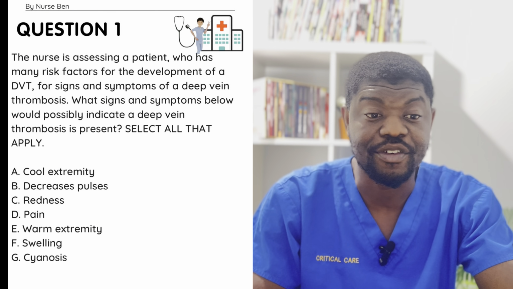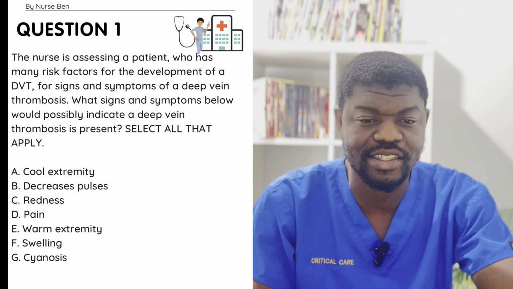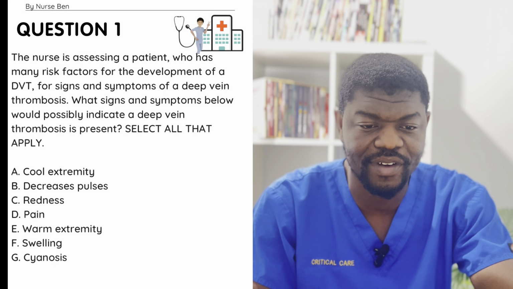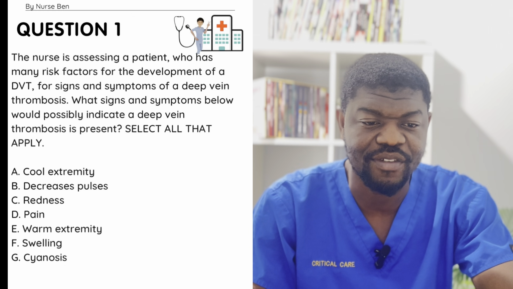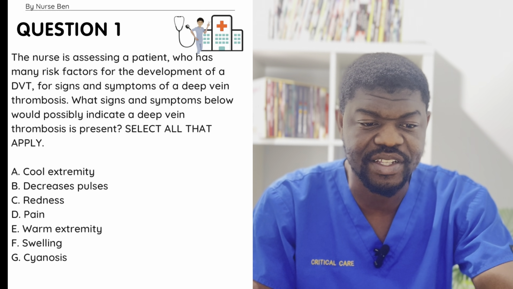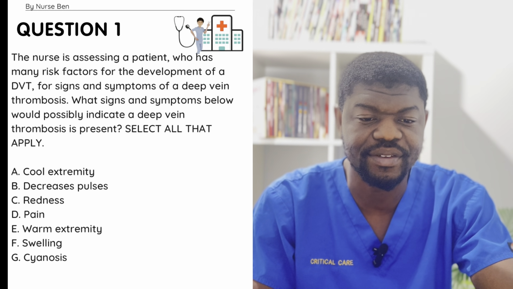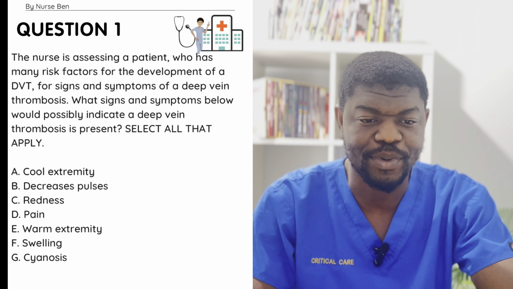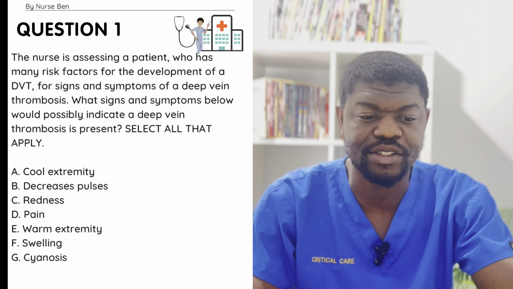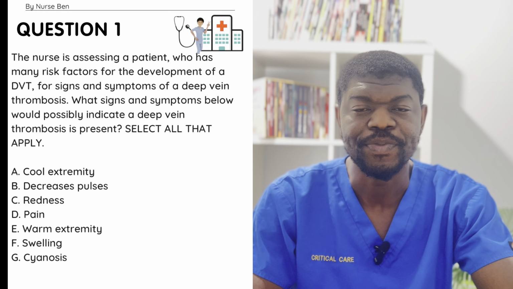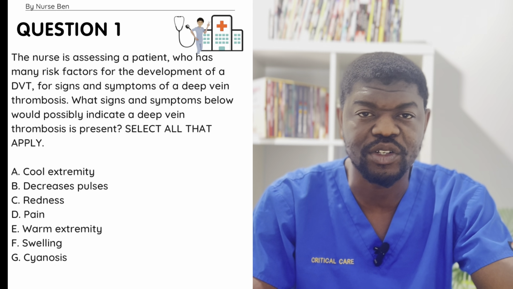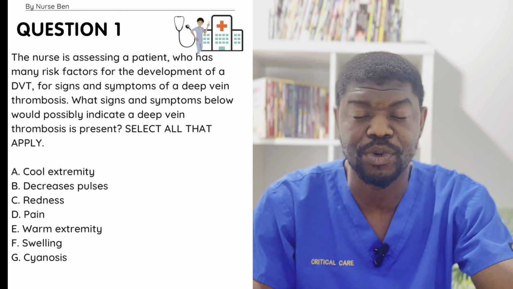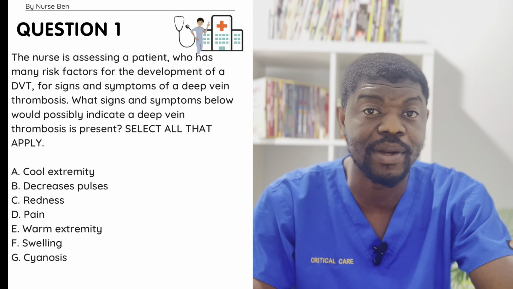And your first question reads, the nurse is assessing a patient who has many risk factors for the development of a DVT. For signs and symptoms of a DVT, what signs and symptoms below would possibly indicate a deep vein thrombosis is present? Now it says select all that apply. So in this type of question, you have multiple answers and you can have multiple correct answers. So you want to select all that apply.